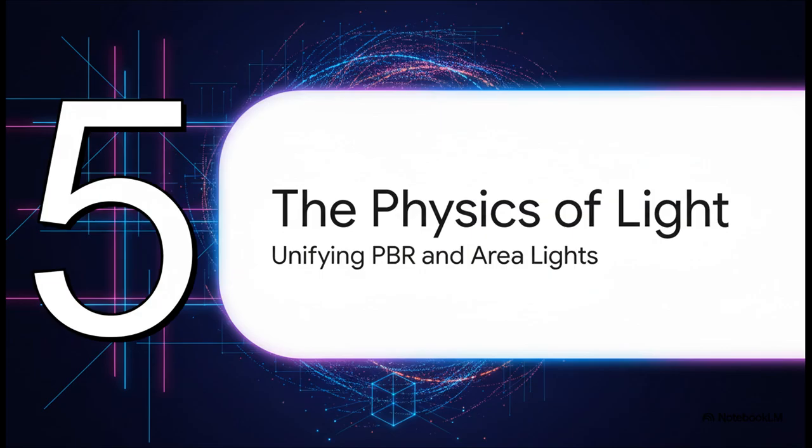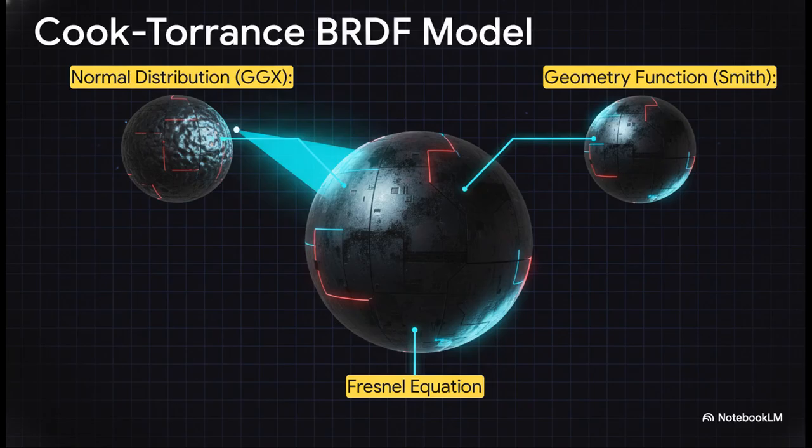So we have these 2 totally distinct rendering paths, right? Ray tracing on one hand and rasterization on the other. But how does the engine make sure that materials look consistently realistic on both? Well, the answer lies in the unifying physics that govern every single surface. It all comes down to this, the Cook-Torrance BRDF model. This is basically the rulebook, the physically based math that describes how light interacts with a material.